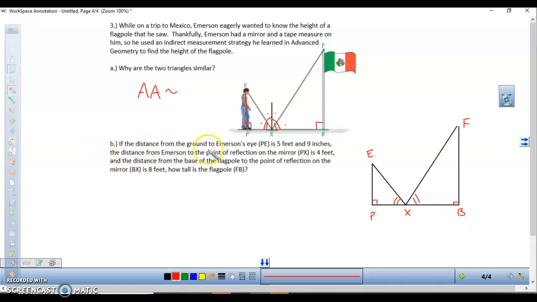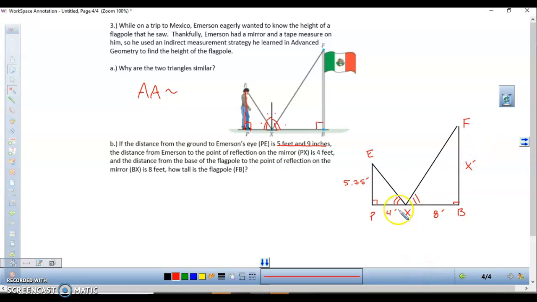I know the distance from the ground to Emerson's eye is 5 feet 9 inches. So same deal, 9 inches is 9 out of 12, which is 3/4. That's 5.75 feet. The distance from Emerson to the point of reflection on the mirror is 4 feet. And the distance from the base of the flagpole to the point of reflection on the mirror is 8 feet. We want to find the height of the flagpole.